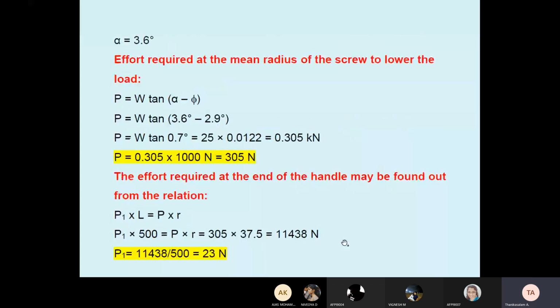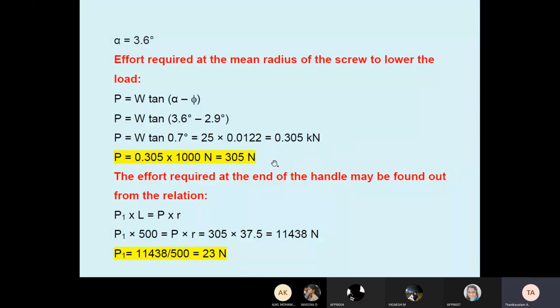So alpha is calculated, and phi is already calculated. You know tan phi equals mu, therefore phi equals tan inverse of mu, so phi is 2.9 degrees. Now apply all the values. The weight is 25 kilonewton. Students, 25 kilonewton times 0.0122 gives 0.305 kilonewton. Then convert into Newton: 1 kilonewton equals 1000 Newton, so 0.305 times 1000 is 305 Newton.